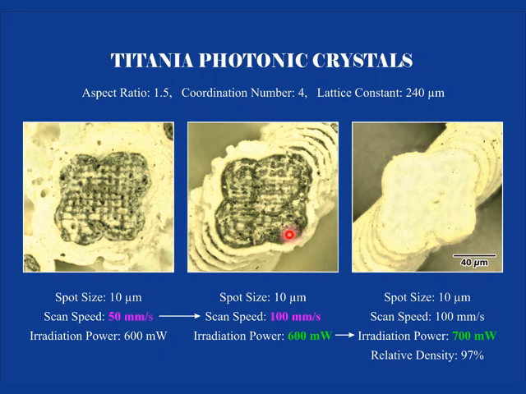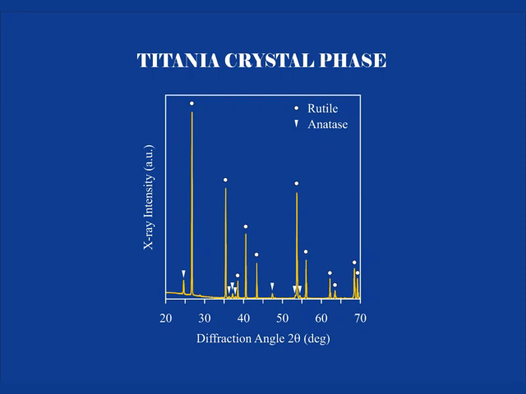Of course, this is the remaining carbon, so the irradiation power was increased from 600 milliwatt to 700 milliwatt, so we can obtain white-colored micrometer-order titanium dioxide lattice. In this case, the relative density is 97%. Okay, high density, however, not so high. We wanted to try heat treatment. So, in this case, after heat treatment, the lattice crystal structure was rutile structure, with a higher dielectric constant.